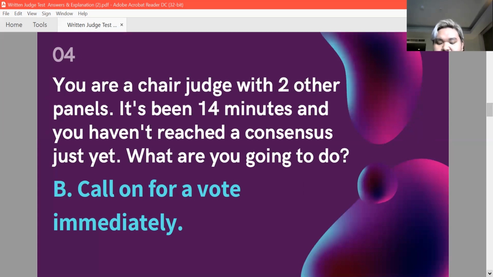Definitely do not do D, because the panelists and the chair have equal power, except in the case when the number of panelists is even, like two, four, six, and so on. The chair has more votes, and the chair is going to have two votes, but that doesn't necessarily mean that the chair will not listen to the opinions of the panelists.